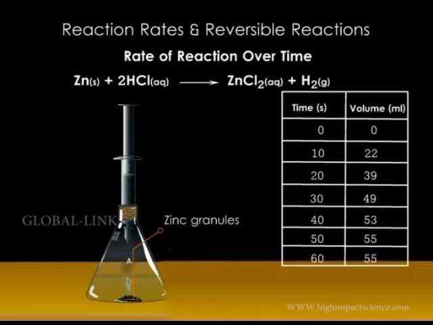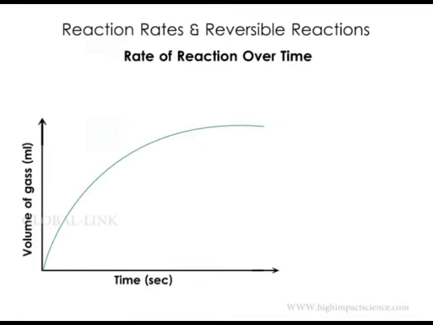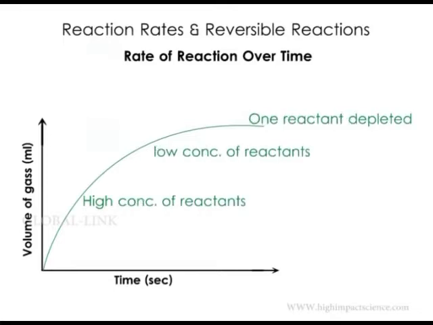If we plot a graph of volume of hydrogen against time, we shall obtain this kind of a graph. The rate of a reaction is highest at the beginning and slows down as the reaction proceeds and eventually stops. At the beginning, the concentration of the reactants is at its highest, but as more and more reactants are converted to products, the concentration of the reactants decreases and the reaction slows down. When one of the reactants is depleted, the reaction stops.